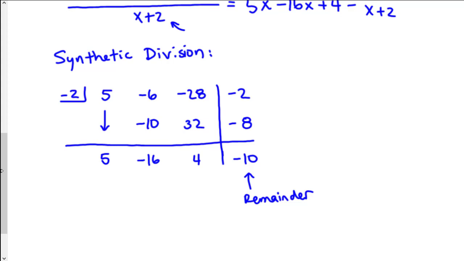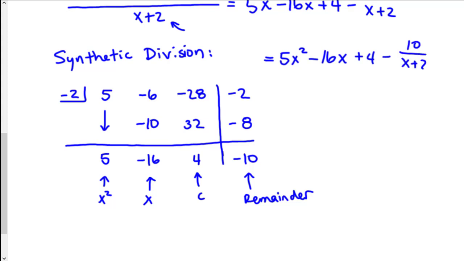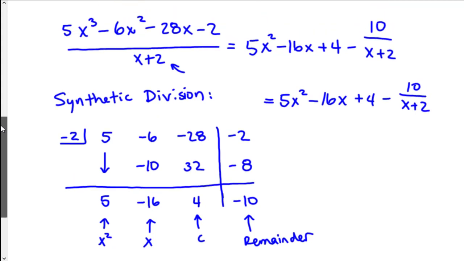And then the coefficients of this polynomial: this is a constant, this is times x, and this is times x squared. If there were more terms, it would be times x cubed, and so forth. So I get the same result here using the synthetic division. My result becomes 5x squared minus 16x plus 4, and then minus 10 over the original denominator of x plus 2. So the exact same answer that I had just a second ago, but arguably much simpler.